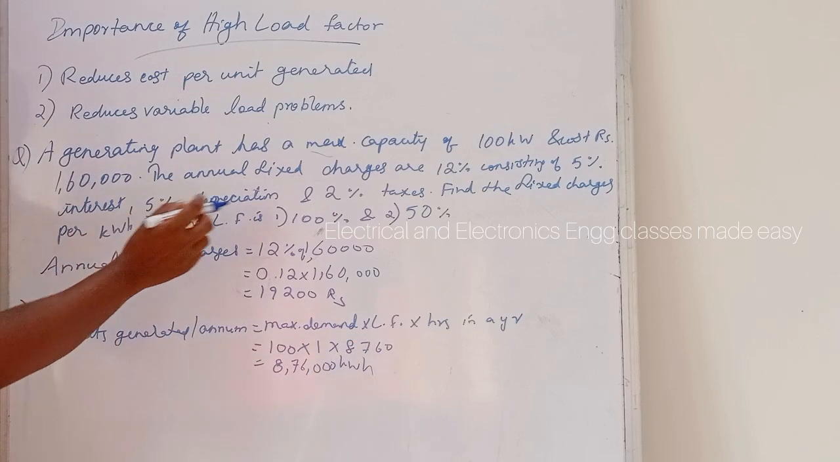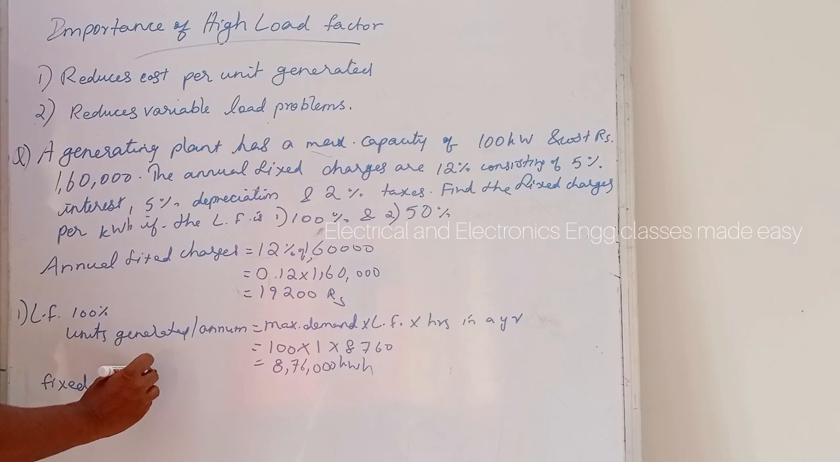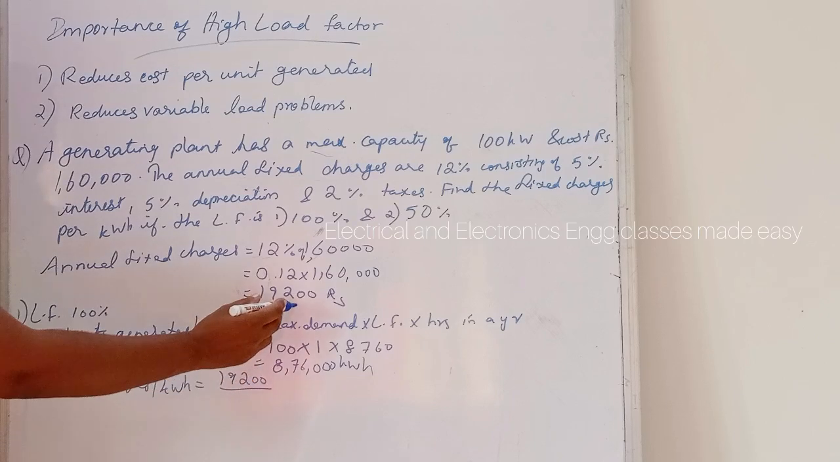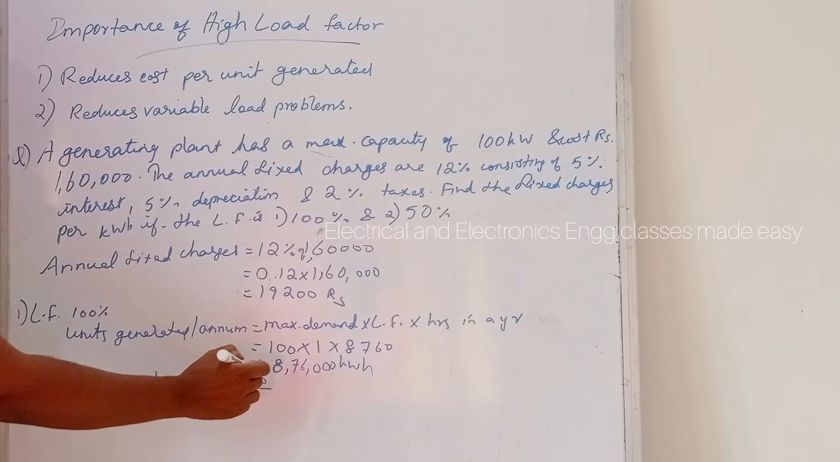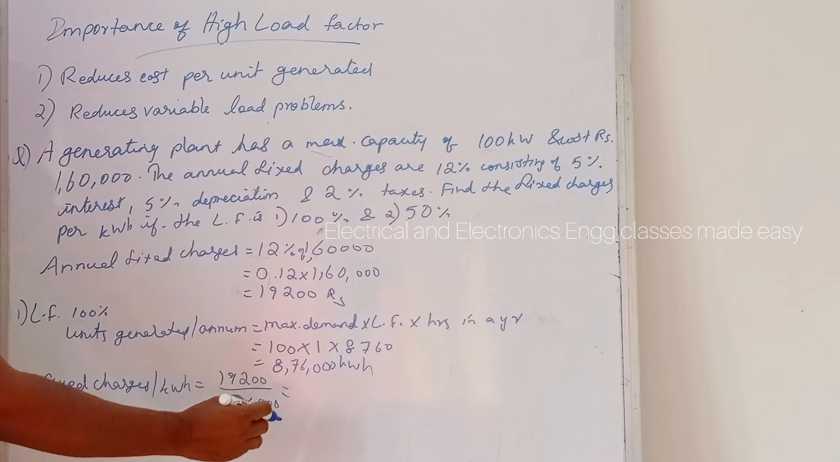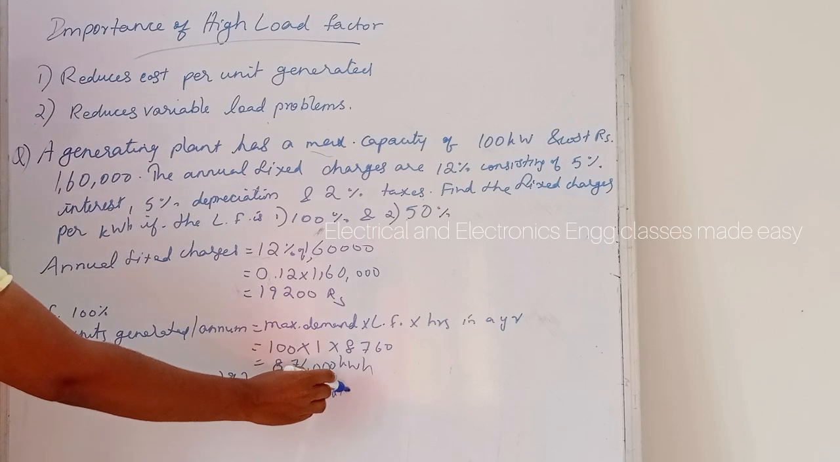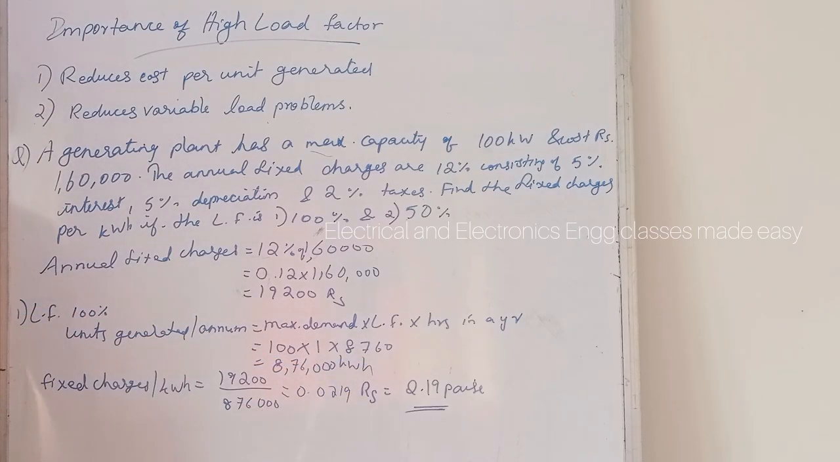Then what will be the fixed charges per kilowatt hour? So fixed charges per kilowatt hour is equal to, fixed charges is 19,200 divided by kilowatt hour, that is the units generated is 876,000, and we get 0.0219 rupees, which is equal to 2.19 paise.